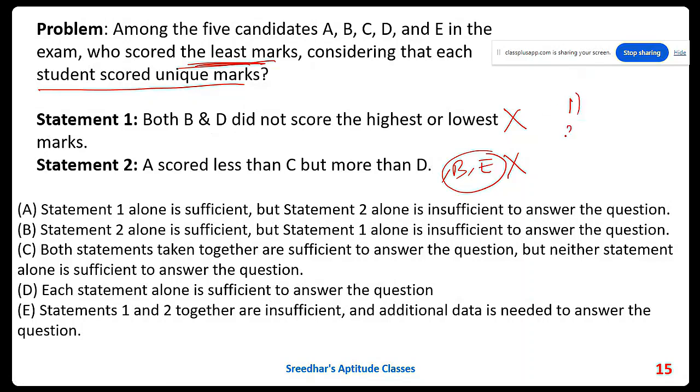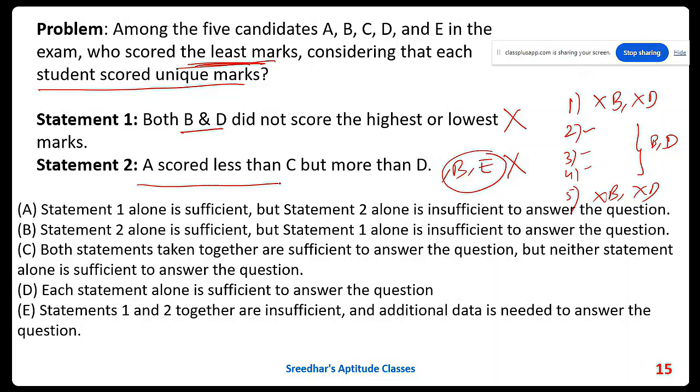So I'm giving the ranks 1, 2, 3, 4, 5, right? He says B, D did not score highest or lowest. So B is not in 1, D is also not in 1, B is not in 5, nor D. B and D are not first, not last, neither highest nor lowest. So B and D can be either 2 or 3 or 4. B and D should be in second, third or fourth places.